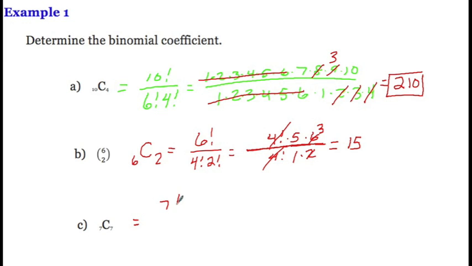7C7: 7 factorial over (7 minus 7) factorial, which is 0 factorial, times 7 factorial. Well, obviously, the 7 factorial and 7 factorial reduce each other out. So 1 and 1. And remember, 0 factorial is not 0, like a lot of people think. It's 1. So 1 over 1 just goes to 1. Okay? There are some special cases that we're hopefully going to see, and when the numbers are the same like that, it's always equal to 1. That's one of the special cases.